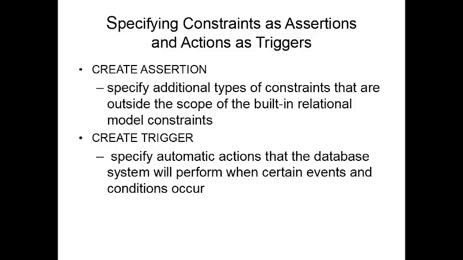But there are certain other constraints that are outside the scope of these built-in relational model constraints. Okay. That is today's topic. Specific constraints as assertions and actions as triggers. So here we have assertions and triggers. Assertions means we can specify additional types of constraints that are outside the scope of the built-in relational model constraints.